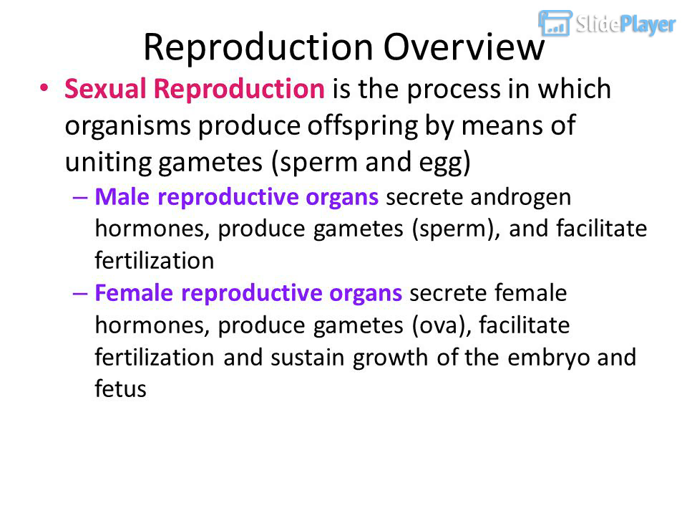Sexual reproduction is the process in which organisms produce offspring by means of uniting gametes, sperm and egg. Male reproductive organs secrete androgen hormones, produce gametes, sperm, and facilitate fertilization. Female reproductive organs secrete female hormones, produce gametes, ova, facilitate fertilization and sustain growth of the embryo and fetus.